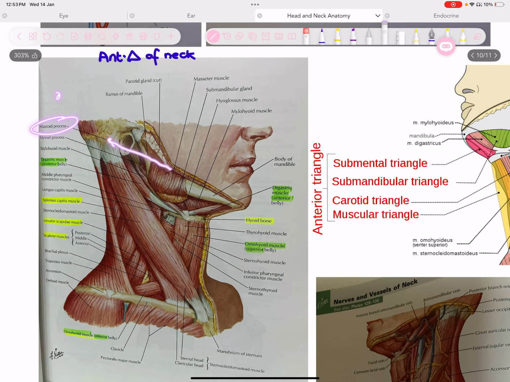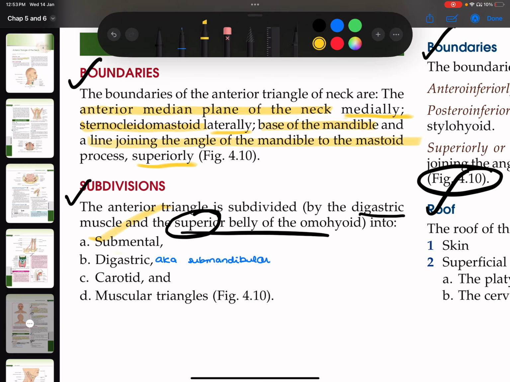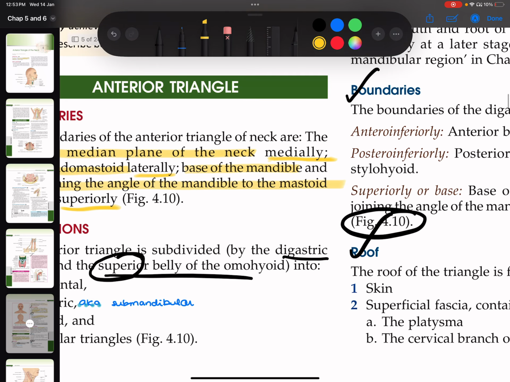So this is the mandible and the angle of the mandible. So there is an imaginary line. That's the base. So this is the sternocleidomastoid laterally. Medially, you have the median plane of the neck, and then you have the imaginary line as the base. So this is your anterior triangle all in all, right? Now moving forward, it is subdivided into submental, digastric, carotid, muscular. Digastric is also known as submandibular, right?